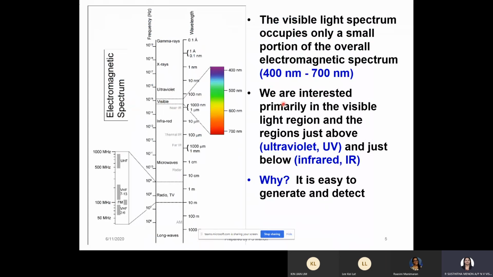in photonics, we are interested in the visible light region. That means the light that we can see with our eyes. And also the regions just above, which is the ultraviolet, and the region below the visible light, which is the infrared. Now, why is this so? This is simply because it is easy to generate and detect light in these three regions. Generate means lasers, detect means detectors or receivers.